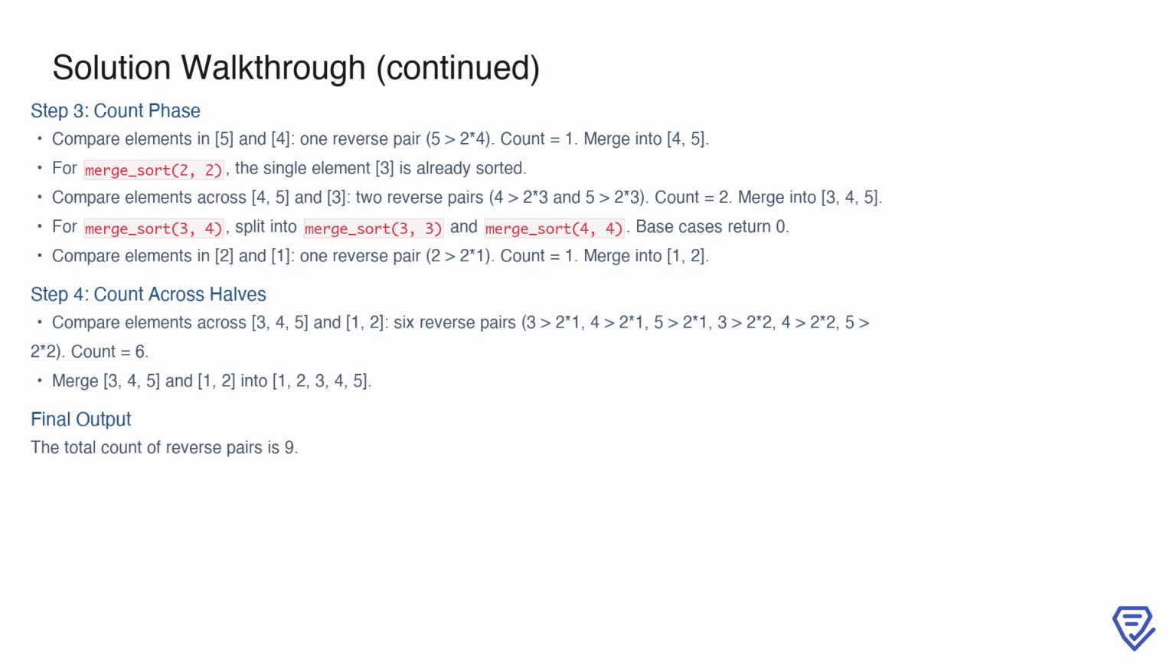For the second half, spanning indices 3 to 4, we split it into 2 and 1. Comparing these, we find one reverse pair, 2 with 1. The count increases to 4, and we merge into 1, 2.